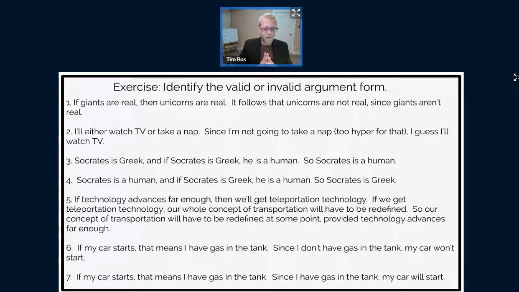Right? So it's denying the antecedent, which is invalid. Okay? So it's not modus tollens. Modus tollens would be like this. If giants are real, then unicorns are real. Unicorns are not real, therefore giants aren't real. That's valid. This one is not, because it's not denying the consequent, it's denying the antecedent. Yeah? So denying the consequent would be a modus tollens, and that would have been valid. So whoever said that, it's pretty close.